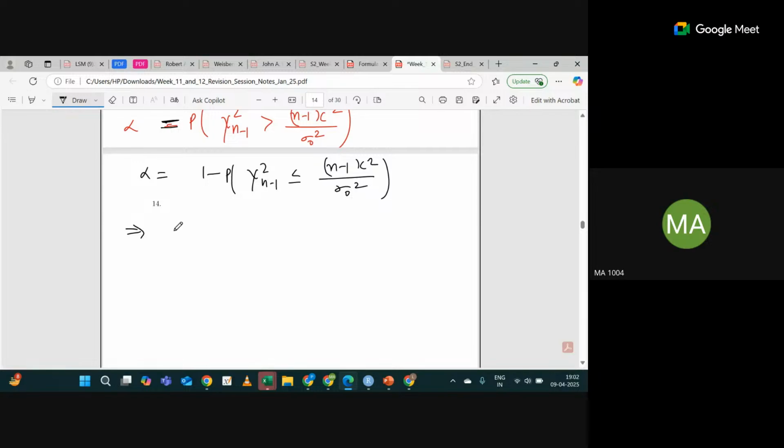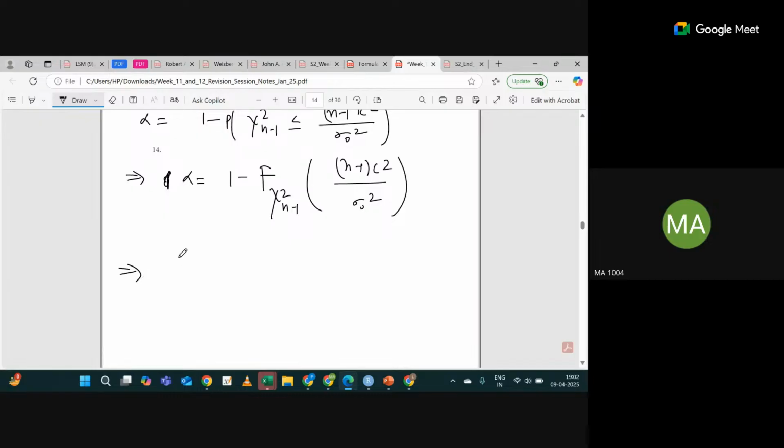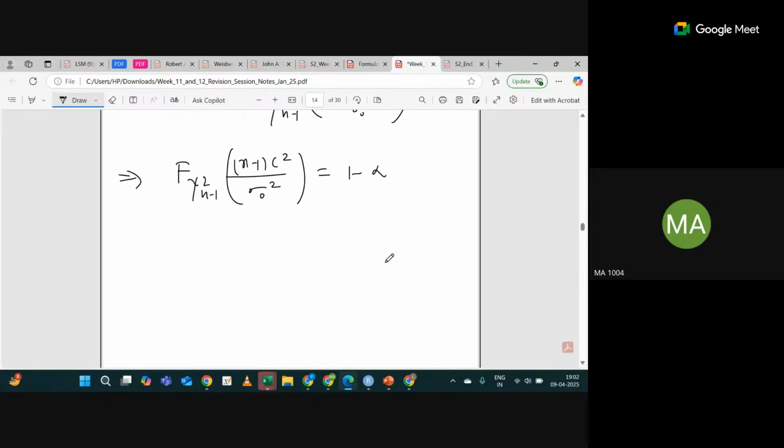So from here, can I write alpha equal to 1 minus capital F of chi-square with n minus 1, evaluated at n minus 1 times c square divided by sigma naught square? So from here, what would I get? F chi-square n minus 1 of n minus 1 times c square divided by sigma naught square equals 1 minus alpha. So I would write n minus 1 times c square divided by sigma naught square equal to F inverse of 1 minus alpha of chi-square n minus 1. The subscript itself, I am writing F chi-square, so this is the CDF for that.